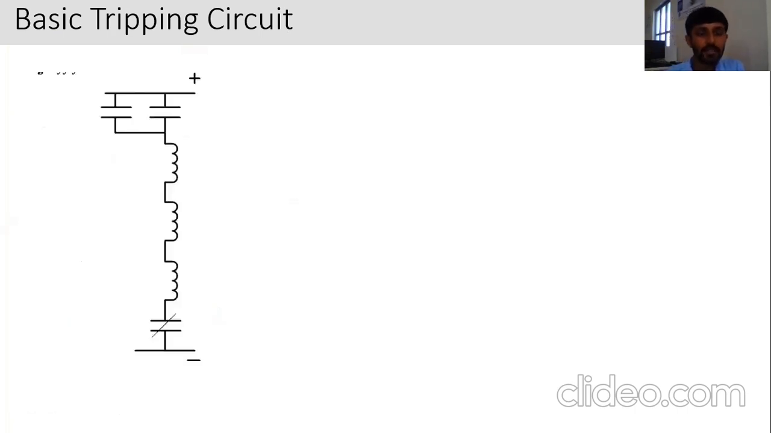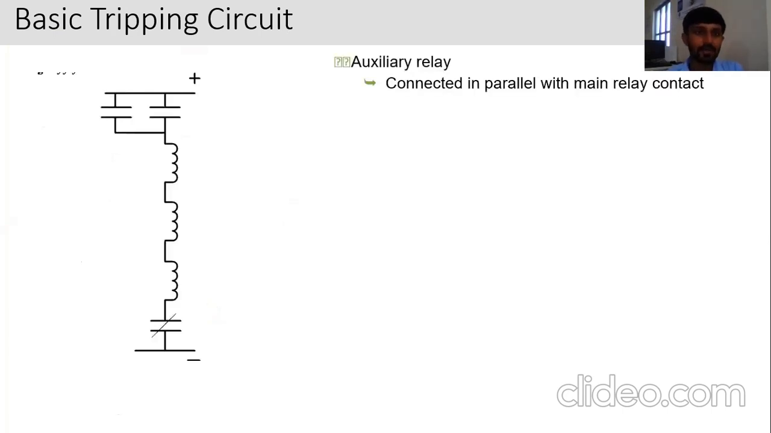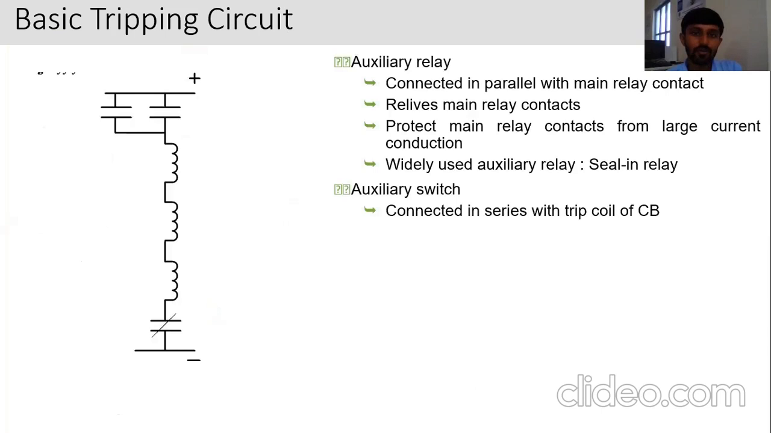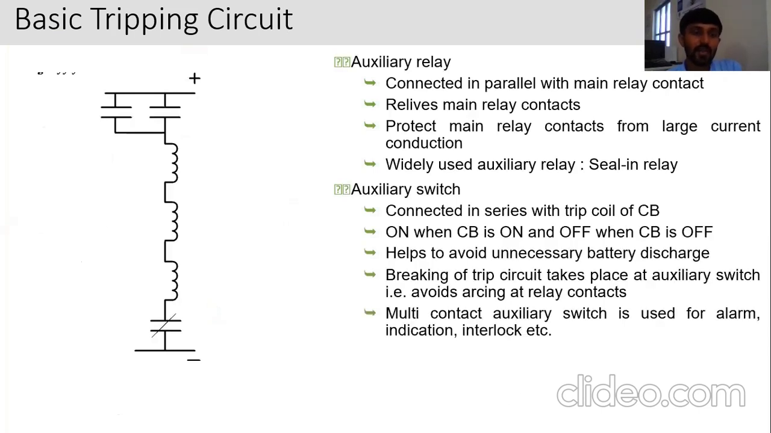Now we have to see the basic schematic diagram of the basic tripping circuit and what the auxiliary switch and auxiliary relay do. If you are drawing this on a sheet, how can we draw the schematic diagram of the basic tripping circuit? Here is the schematic diagram of the basic tripping circuit: the plus point is the battery and the minus point of the battery. Here the auxiliary relay and the auxiliary switch are there. You can see the auxiliary relay is connected in parallel. There is one auxiliary relay, and the relay main contacts.